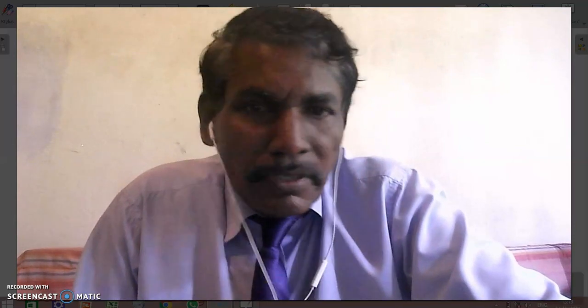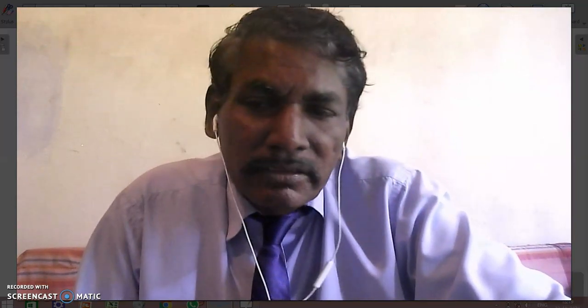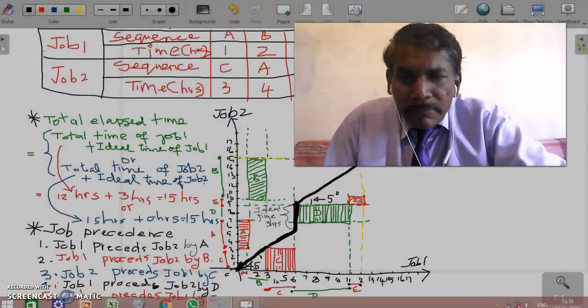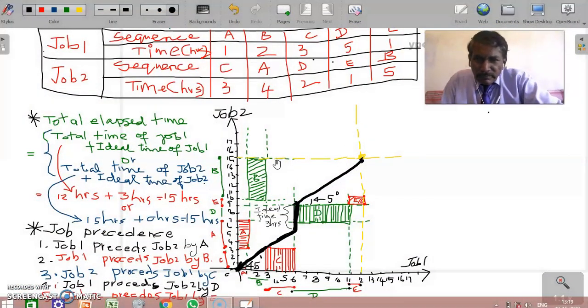It is a purely graphical method. The previous methods we discussed earlier, n by 2 or n by m, or mathematical models, were about finding the optimal sequence and other things. But here it is not the case. We have to use the graphical method here. Let us see how to do it.